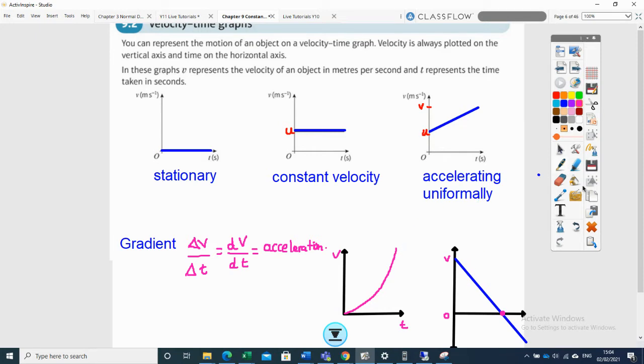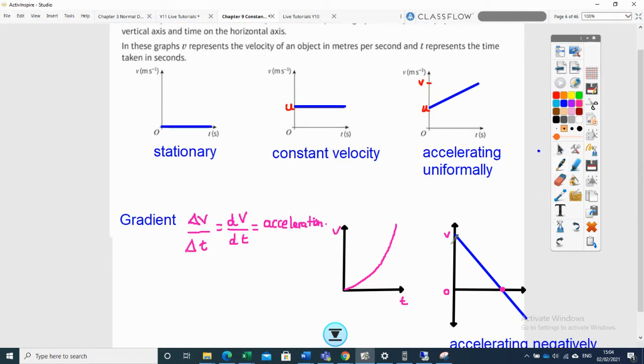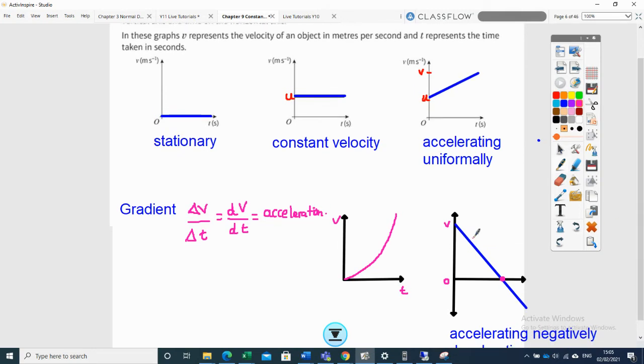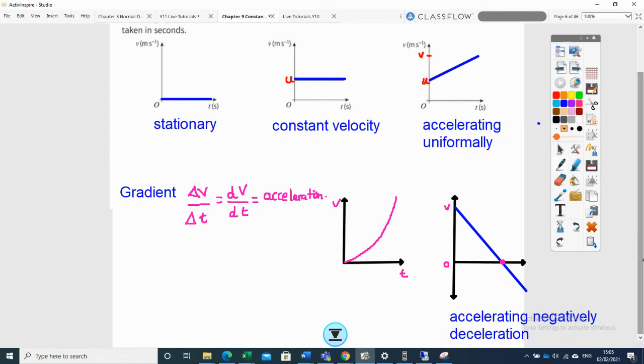Final little graph to look at. In this one we've got a negative gradient. So we can say that it's accelerating negatively, but that's better known as deceleration. So in this graph the object is getting slower at a uniform rate because it's a straight line. One other thing to consider on this graph is that at zero velocity, at this point here, it is actually stationary. It is stopped.